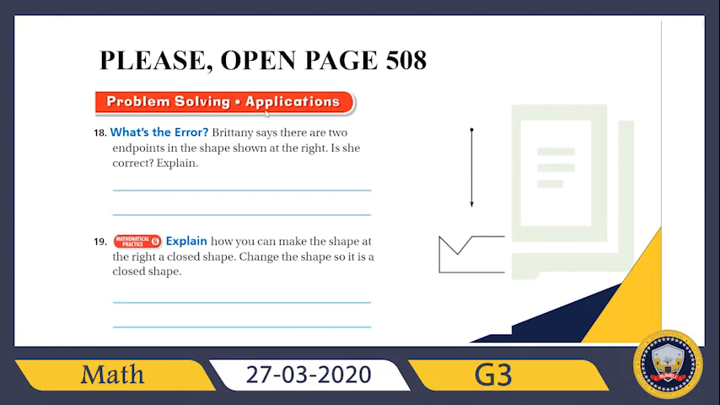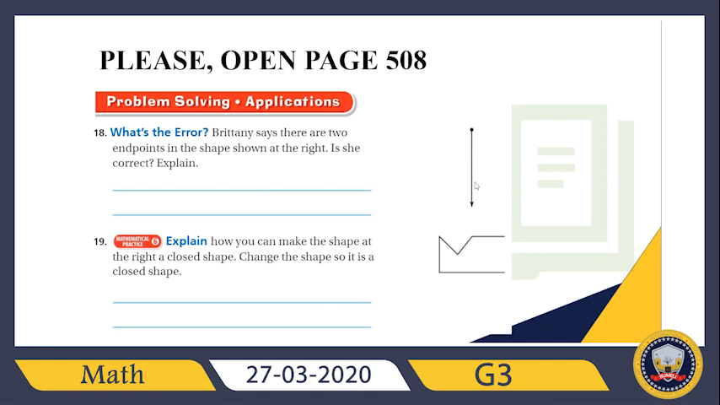If you are ready, please open page 508. Okay, let's read question 18 together. It says, Brittany says, there are 2 endpoints in the shape shown at the right. Is she correct? Explain. So what you see in this picture, first of all, let's decide that she said there are two endpoints. Can you see two endpoints or just one endpoint? Good. There is only one endpoint, right?